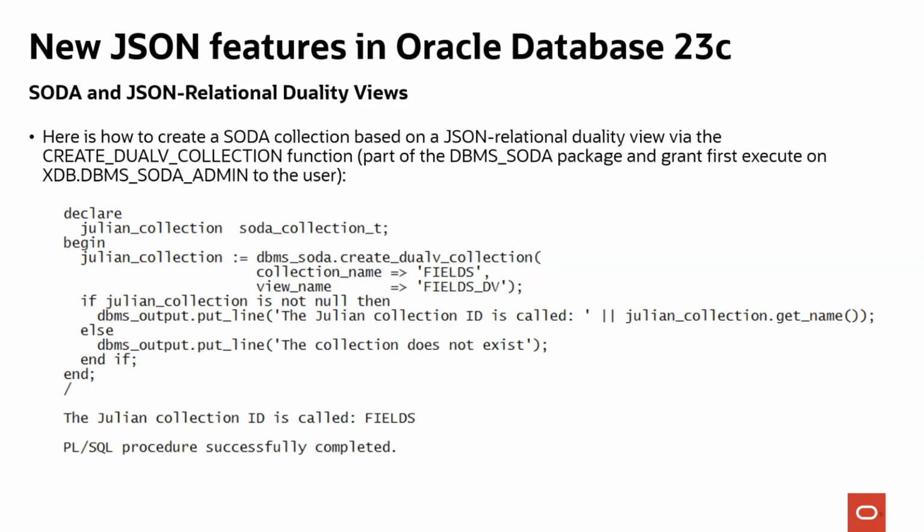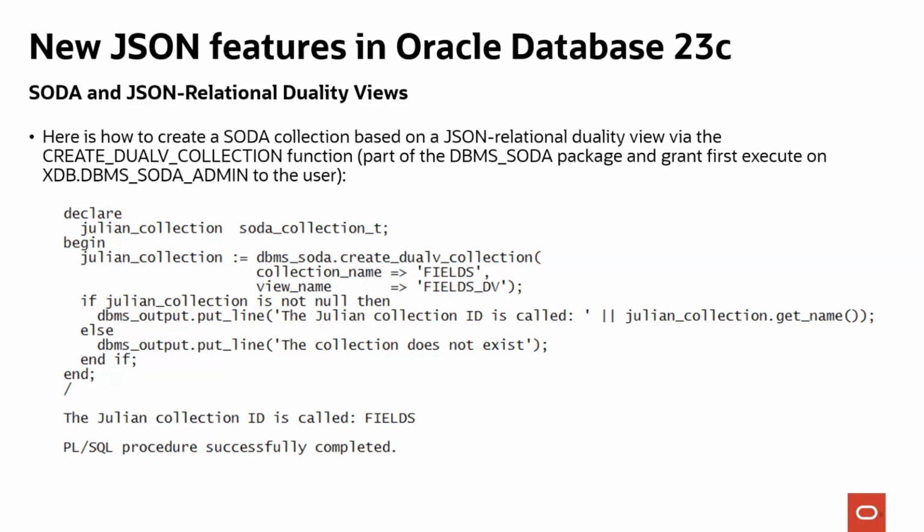But in order to create such a collection based on the JSON relational duality views, you can use a package called DBMS SODA in the Oracle database. That is a system package within the Oracle database. Every package has functions and procedures. This package has around 10 different functions. There is one called Create Duality View Collection, and this is an example of how you can create a collection.